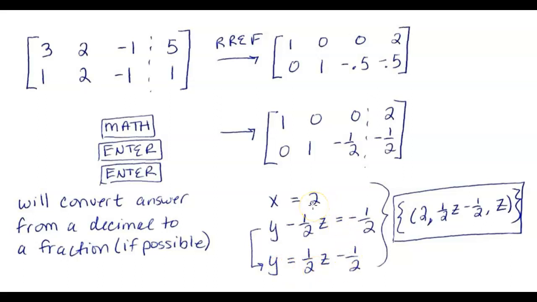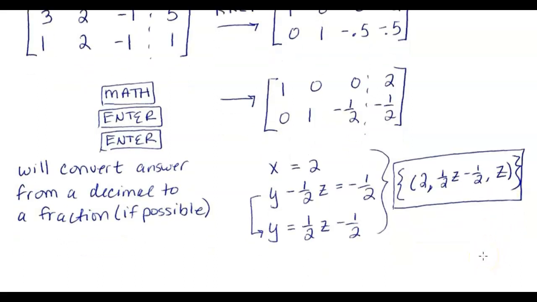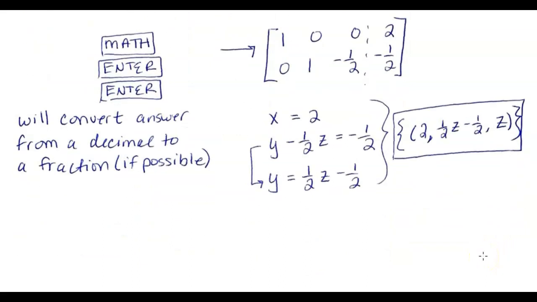So we have an x value this time. In our ordered triples, x is always 2. However, this is the value of y, 1/2 z minus 1/2. And since that one is in terms of z, again, we just let z be any real number. So z is itself. And that is the end of section 6.2, and that is all we are going to cover out of chapter 6.